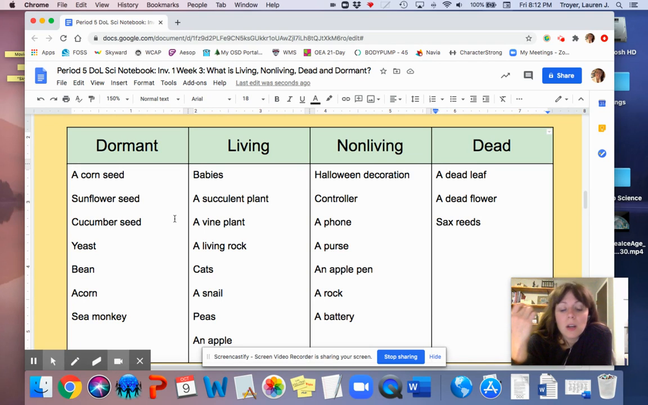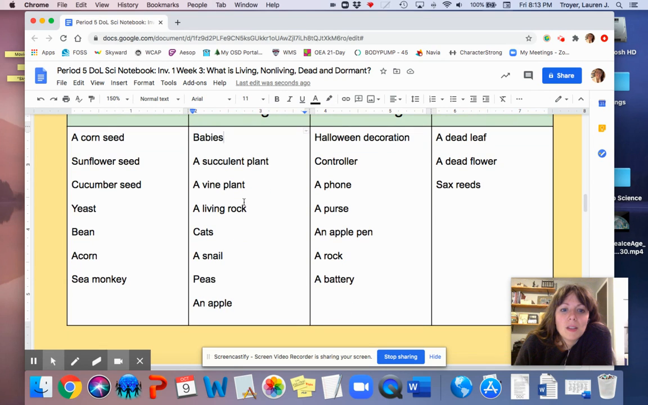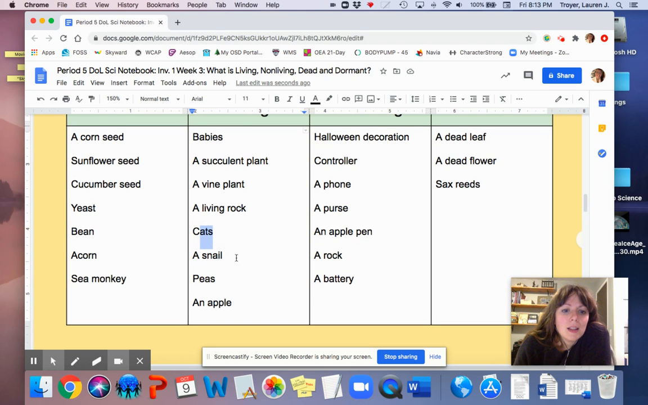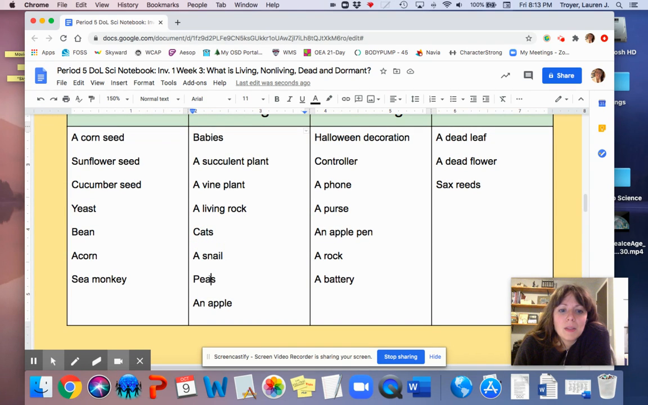Take a look for a seed of some kind, an acorn. For living, a lot of people in our class had little babies at home. I think we have a lot of younger siblings or relatives that were there during our Zoom call. So we saw a lot of babies. It was really cool. Many people have plants in their home that they showed us. Even somebody had a living rock, which was a plant, and that was interesting. We saw a lot of cats. We saw a snail. We saw some frozen peas and an apple.